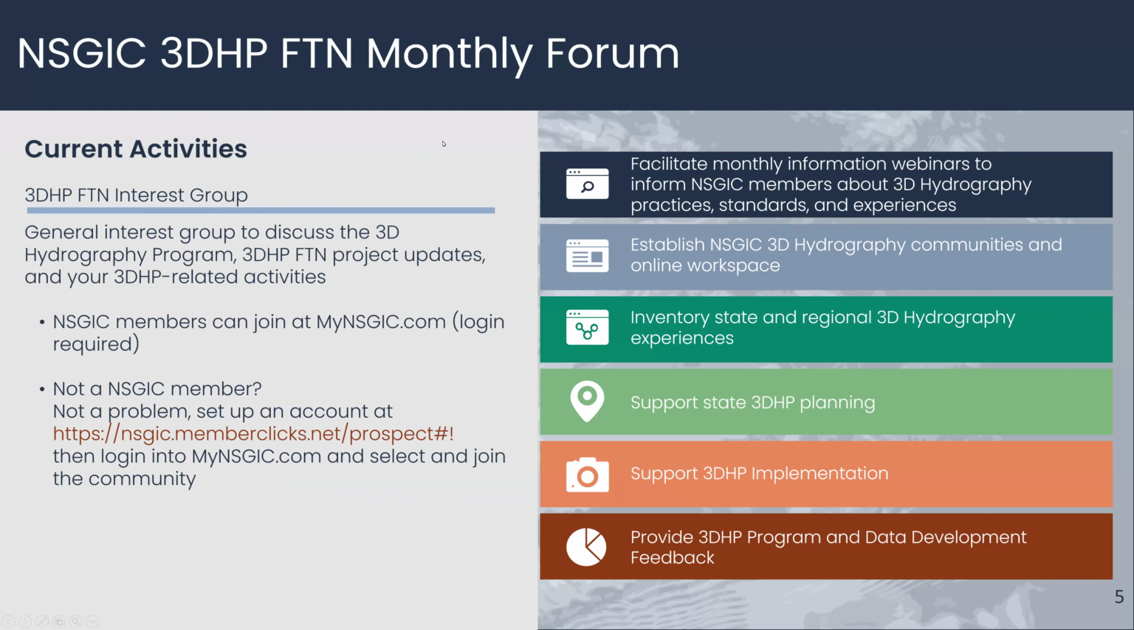Most of you are aware there's a 3DHP FDN interest group. We hold these meetings on occasion at the same time period, usually about 3 times a year. If you're not a member of the interest group, you can join at mynisgic.com. And if you're not a NSGIC member, you can still join using this prospects page. Again, then you'll get direct notifications. If you're getting your notifications about these meetings indirectly, I encourage you to sign up with the interest group.